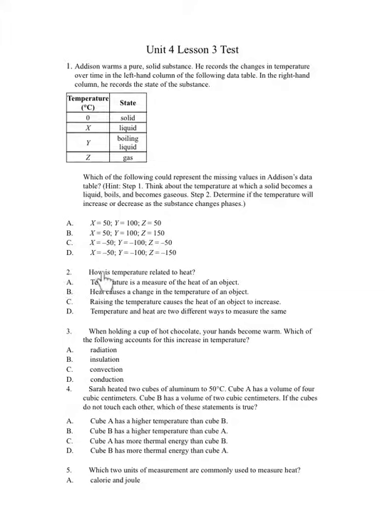Number 2. How is temperature related to heat? A. Temperature is a measure of the heat of an object. B. Heat causes a change in the temperature of an object. C. Raising the temperature causes the heat of an object to increase. D. Temperature and heat are two different ways to measure the same thing.